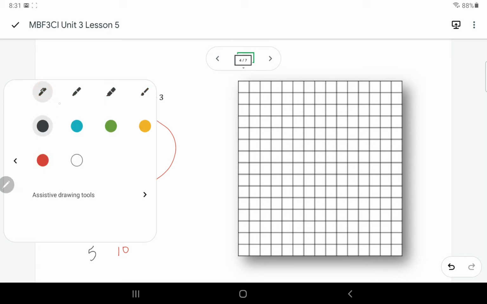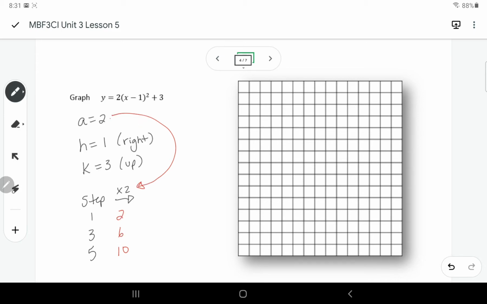So we're going to go through and do a graph of this parabola. I know that this parabola is opening up. And it's been shifted up as well. So I'm going to highlight my axis here.